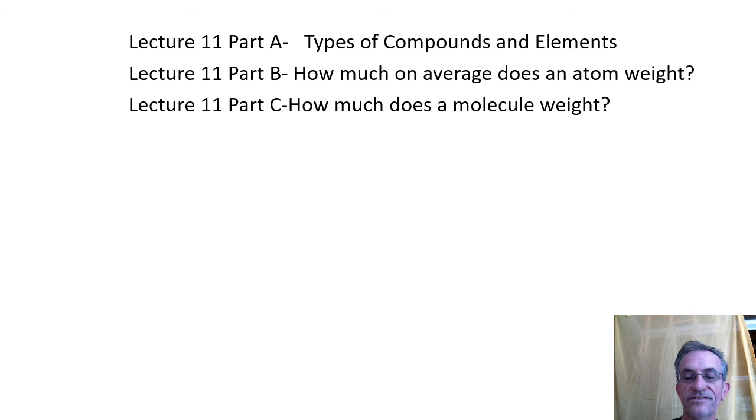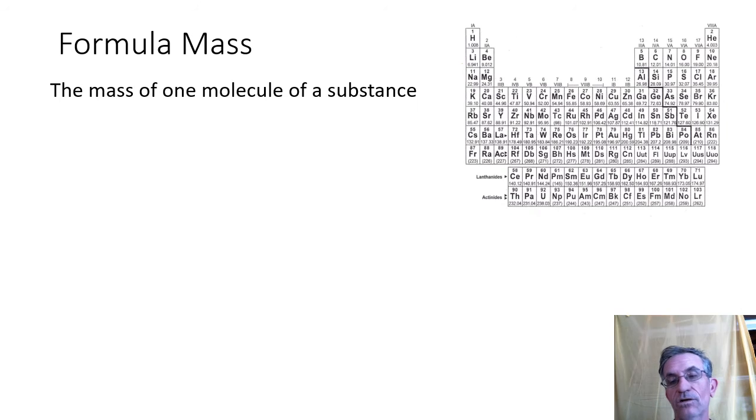All right, part C of lecture 11. So in the last one, we learned how you figure out the weight of an atom. So we now know the weights of atoms. Hey, that's the number on the periodic table. The number you see underneath the symbol, that's the weight of an atom.